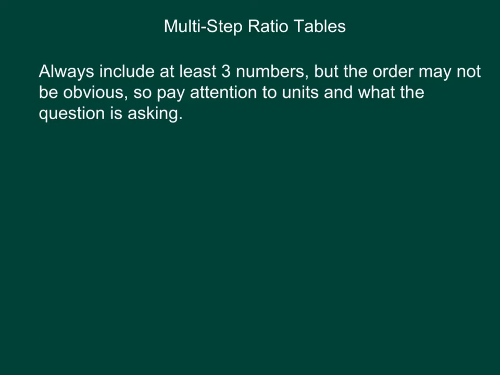I am going to show you how to do a multi-step ratio table. I'm also going to include some really large numbers, just like we dealt with before with the people on the phones. Now the key is that they always include at least 3 numbers in the problem, but the order that you set it up may not be obvious, so definitely pay attention to the units and what the question is asking you to do.